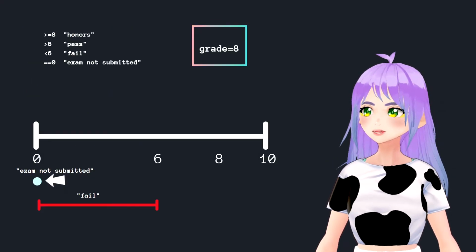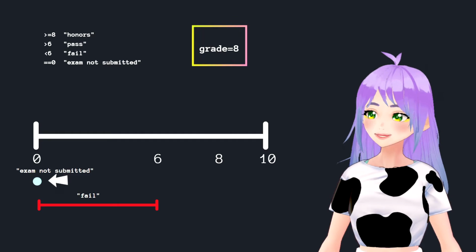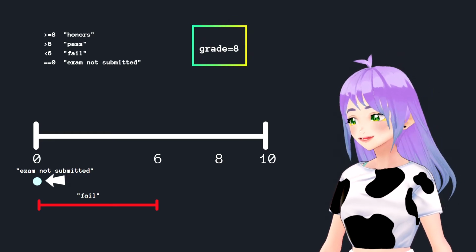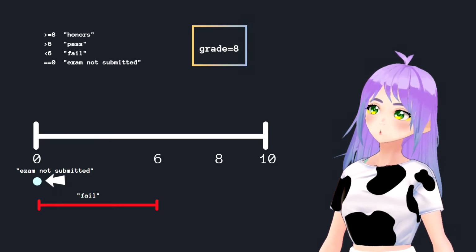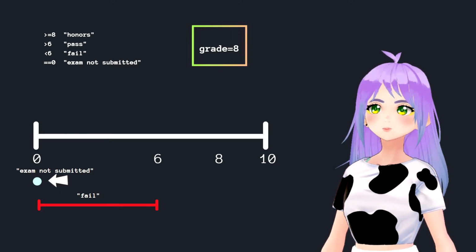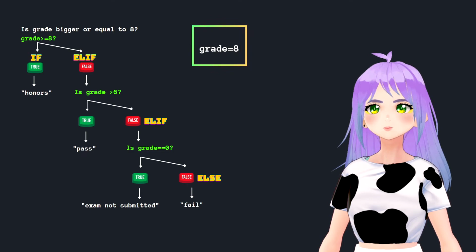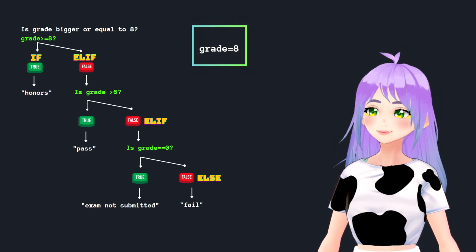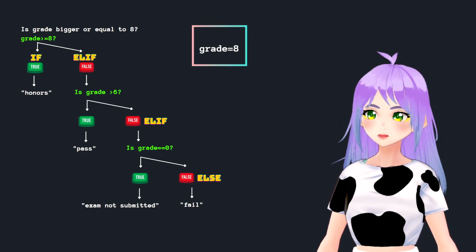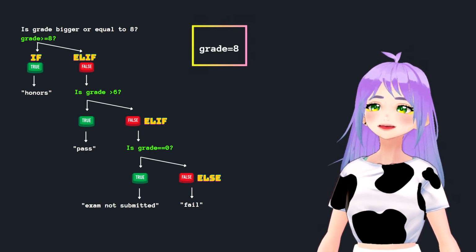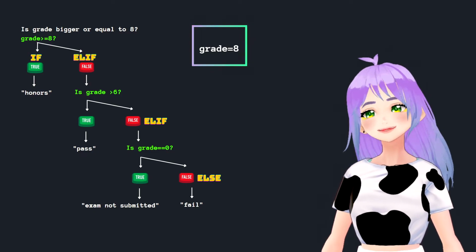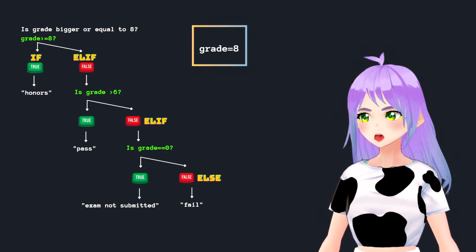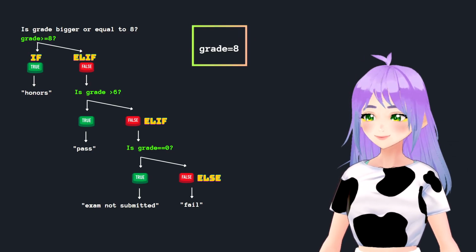The same applies for the special case of 0, that means exam not submitted, and all values smaller than 6, or fail. We start our ELIF statements with the special case of 0 first and put the rest in an else. And if we transform this diagram into code, it would look like this.